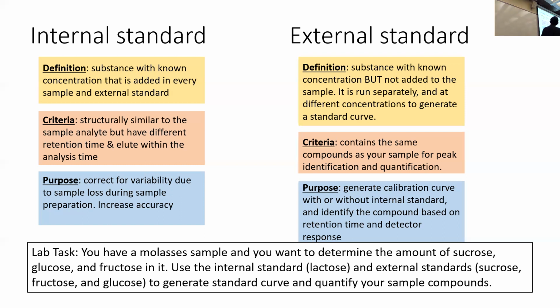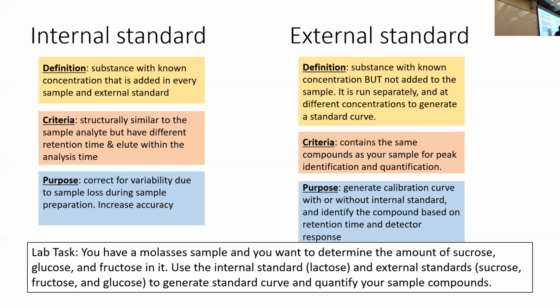Now, your external standard: you're measuring glucose in your sample, so you get a standard glucose that you don't add to your sample. That's why it's called external. You prepare different concentrations of your standard, and you run them like we did for the caffeine lab. You run them separately from your sample, and then you get an area under the curve, and you have your concentration. You can plot a standard curve. That standard curve is the external standard curve.